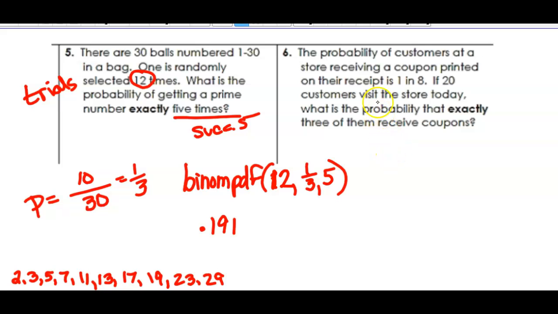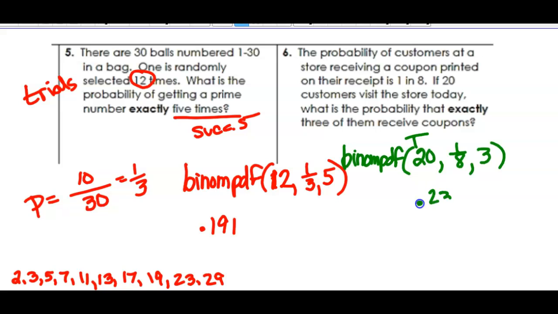All right, guys, we need to get going here. The probability of customers at a store receiving a coupon printed on their receipt is 1 in 8. If 20 customers visit the store today, what is the probability that exactly 3 of them receive a coupon? So 20 trials, probability of success is 1 in 8. We want exactly 3 to happen. So we do binomPDF of 20, 1/8, and 3. And I'm just going to copy this off my notes. Where is this question? And we get 0.230.